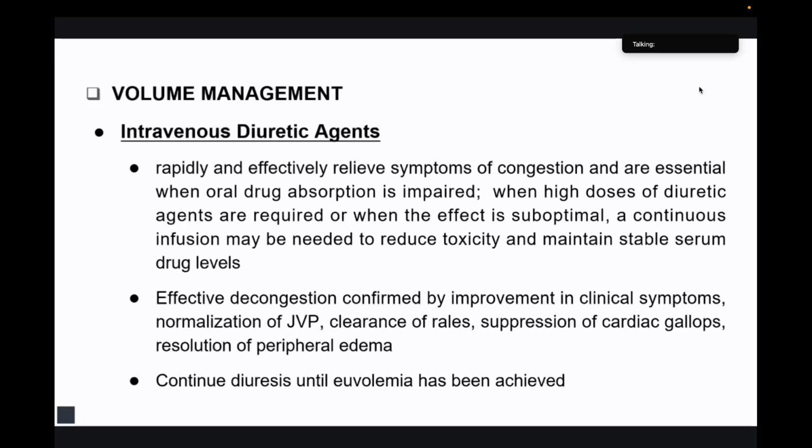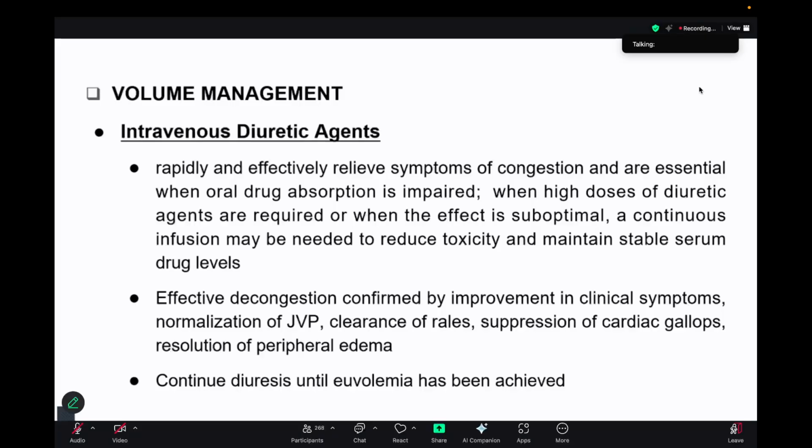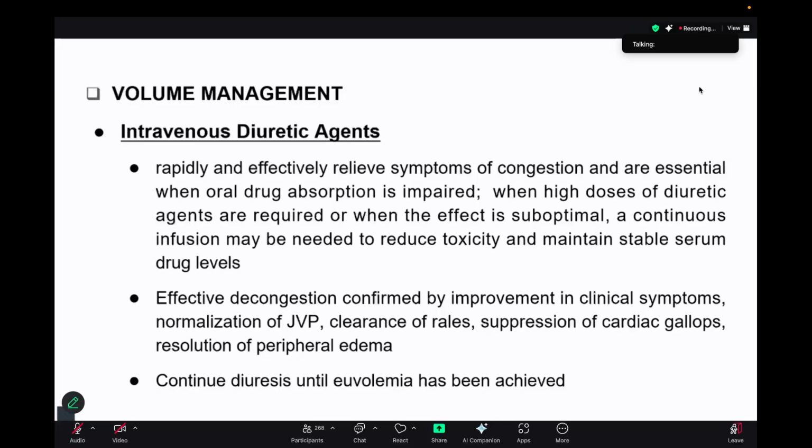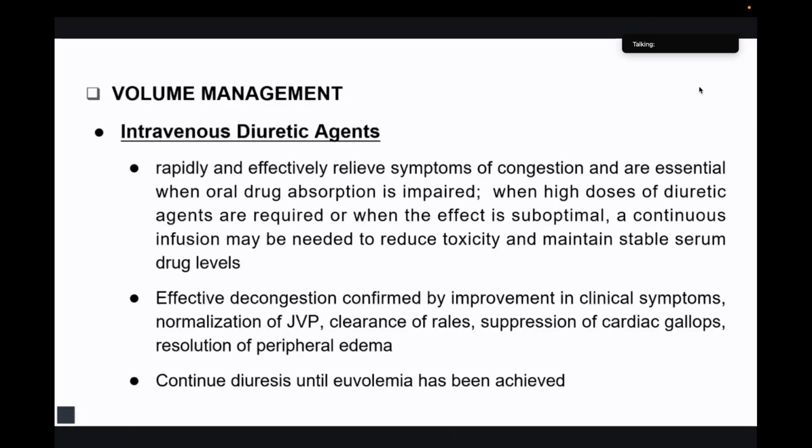So in ADHF, treatment for volume management includes the use of intravenous diuretic agents. IV diuretic agents provide rapid and effective relief of symptoms of congestion and are essential when the oral drug absorption is impaired. When high doses of diuretic agents are required or when the effect is suboptimal, a continuous infusion of IV diuretic agents may be needed to reduce toxicity and maintain stable serum drug levels.